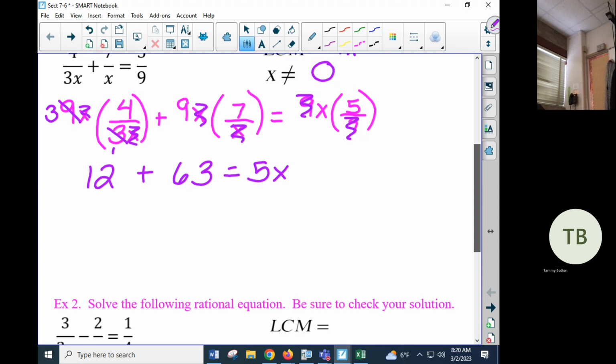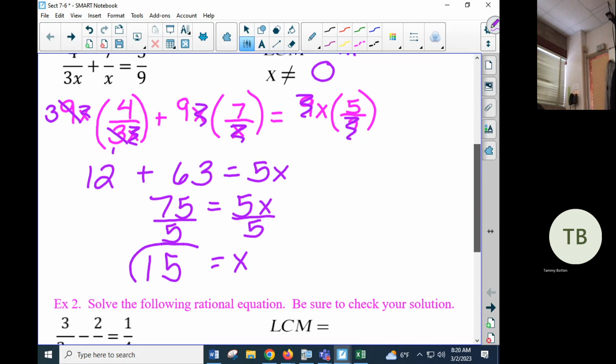Now that looks a lot easier to solve. So I add these two together, which would give me 75 equals 5x. And then I divide by 5. And when you do that, 75 divided by 5 is what? 15. And that is your answer.